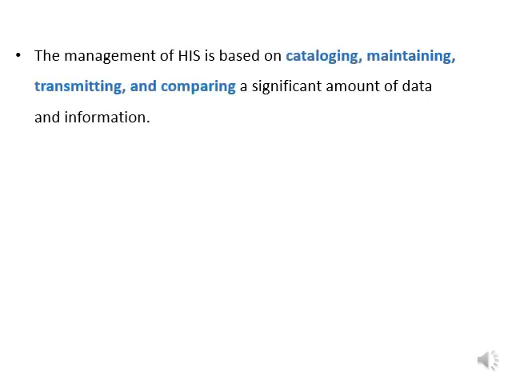Then the management of the hospital information system is based on cataloging, maintaining, transmitting, and comparing a significant amount of data and information. يعني إيه؟ أنا بستخدم المانجمنت of hospital information system اللي بيتم فيه بيحصل cataloging من خلال إن أنا مدية coding to the patients من خلال patient files and IDs, maintaining and transmitting and comparing significant amount of data and information which is related to the patient files and the healthcare indicators in the hospital.